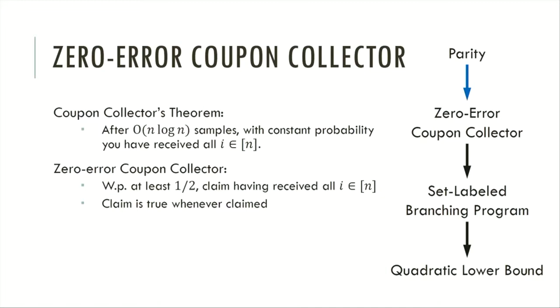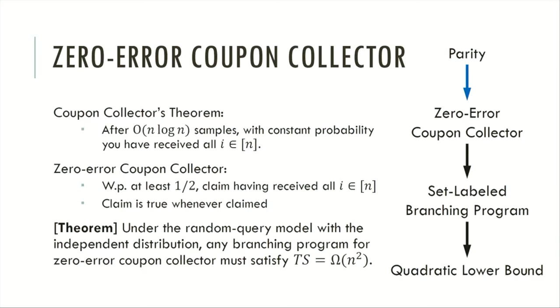The reduction from the zero error coupon collector to the zero error computation of parity is very trivial. It's just because if you want to compute the parity, you at least have to receive all n bits, right? If we focus on the bounded error version of these problems, the problem is that the bounded error coupon collector is not so interesting. The time will be n log n, and you don't need any memory. You can just claim that you have received all coupons. So we have to add the zero error condition here. And now it suffices to prove a quadratic trade-off for the zero error coupon collector's problem.